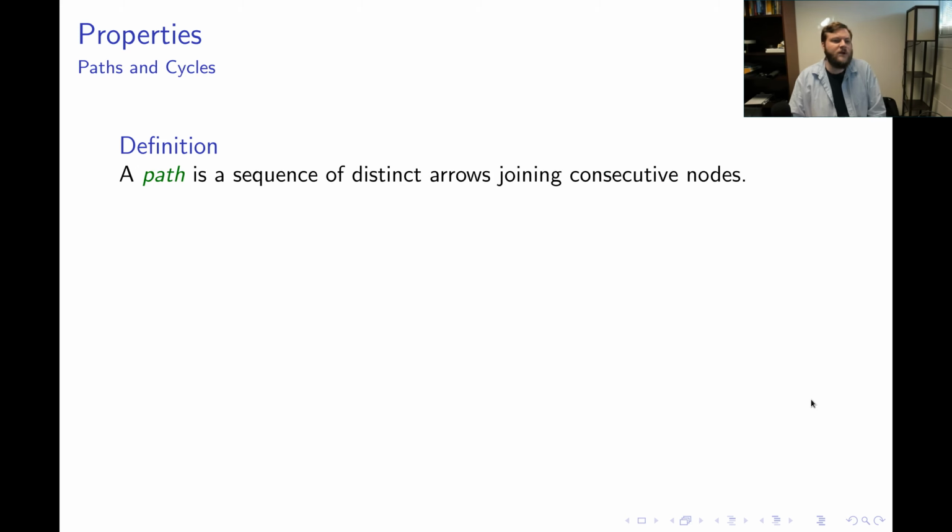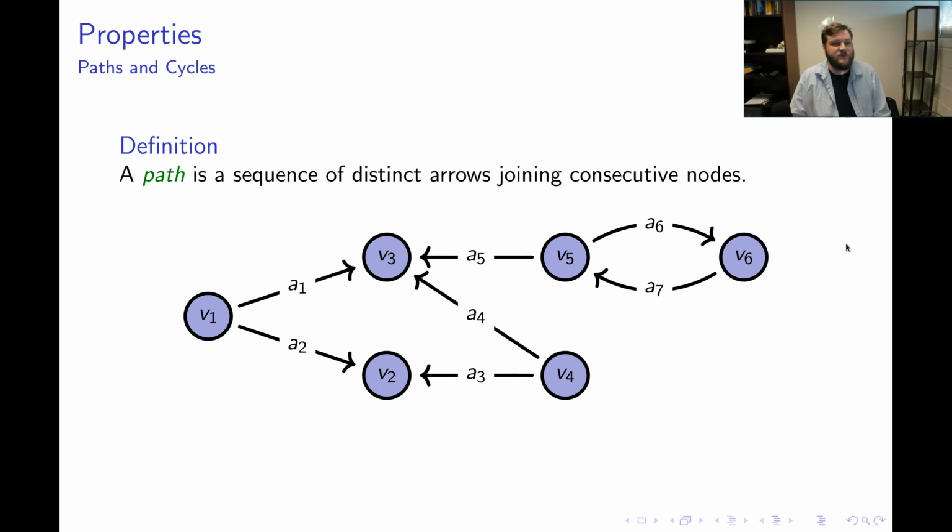Another thing one might want to do when studying a directed graph is travel from node to node via the arrows. When we do such a thing, what we create is called a path. So a path is a sequence of distinct arrows joining consecutive nodes. Here's an example to illustrate the point.